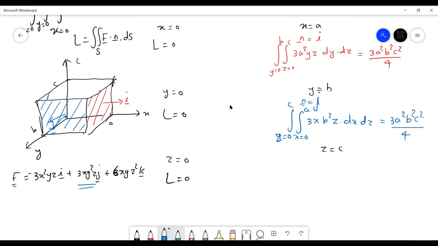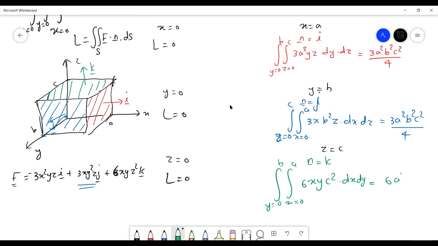Right? Finally, when z is equal to c, this is the surface. So at that time, the unit vector is k. Right? So here n is k, and if you write, you'll get 6xyz squared into dx into dy. So x is from 0 to a, and y is from 0 to b. So you'll get 6a squared b squared c squared by 4, right?